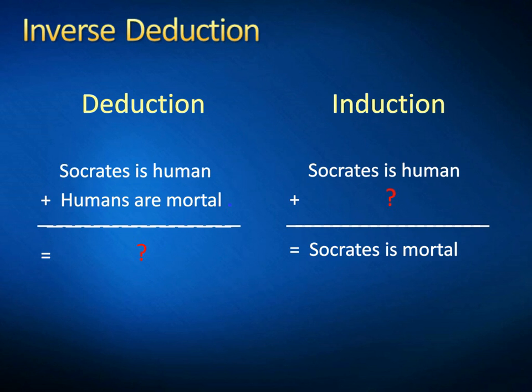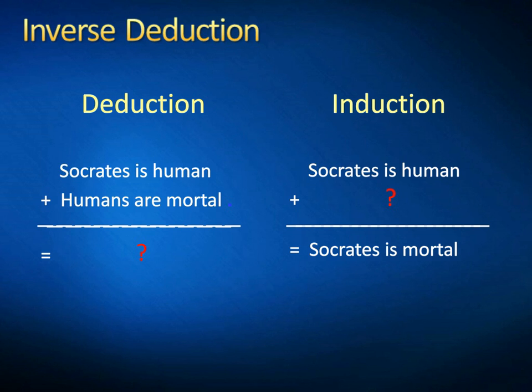In close analogy with that, deduction allows us to answer a question like, if I know that Socrates is human and humans are mortal, what follows from that? What follows, of course, is that Socrates himself is mortal. Induction answers the inverse question, which is, if I know that Socrates is human and I also know that he's mortal, what else do I need to know in order to be able to conclude that Socrates is mortal from Socrates is human? And the answer, of course, is that I need the general rule that humans are mortal.